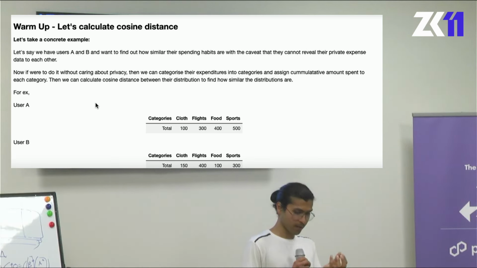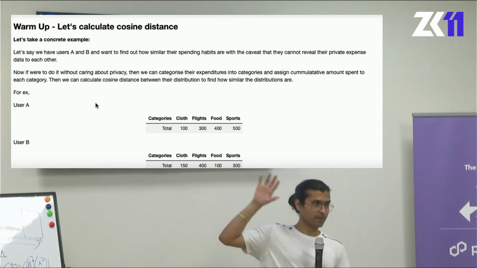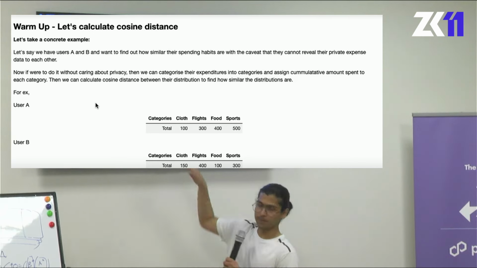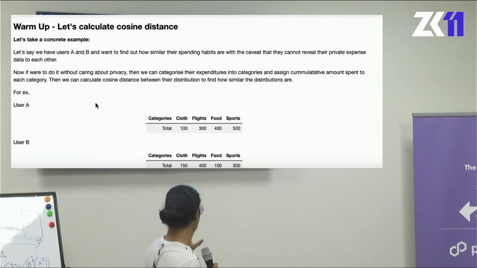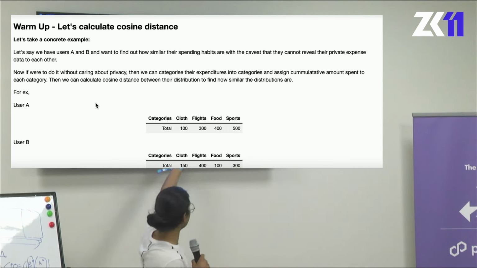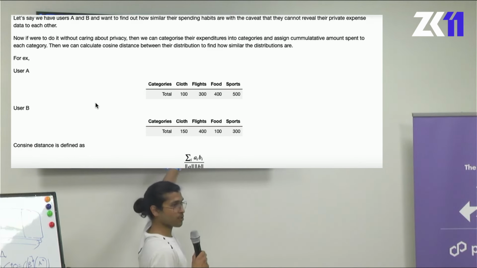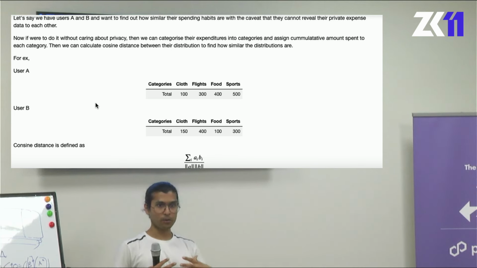So usually the way we would build an application is that we would categorize their expenditure history into categories. Like, for example, how much they spend on clothes, how much they spend on flights, food, and sports. And then we'll try to figure out how similar these particular distributions are, right? Like how similar this expenditure history is, okay? That's how you find similarity between two expenditure histories.